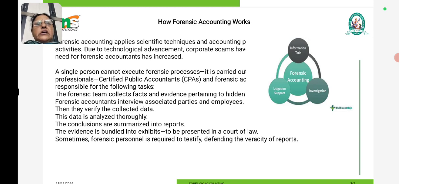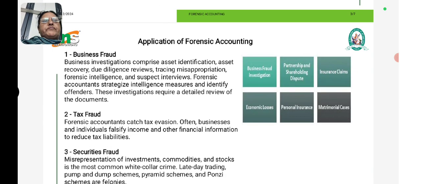This evidence is bundled into exhibits to be presented in the court of law. Sometimes forensic personnel are required to testify, defending the veracity of reports. So forensic accounting includes investigation, litigation support and information technology. All these three are included in forensic accounting.